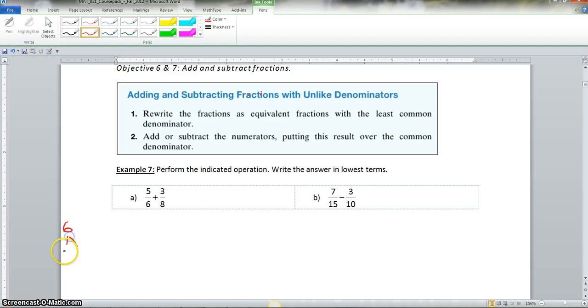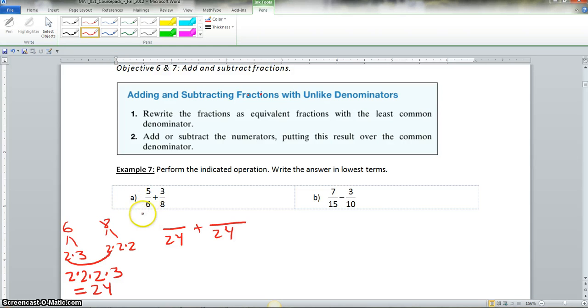Prime factorization of 6 is 2 and 3. Prime factorization of 8, as in previous problems, is three 2's. Now, what we would do is match up what we have in common. We only have one 2 in common. You would count that once. The other two 2's you would bring down, and you would bring down this 3. So the least common denominator is actually 24. 24 would be your new denominator.